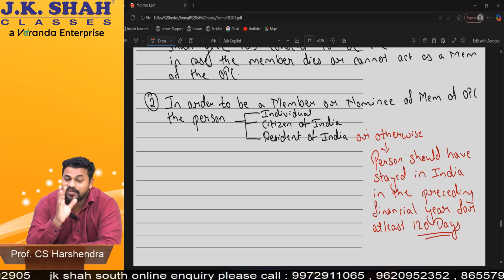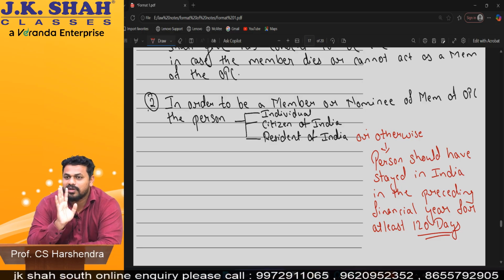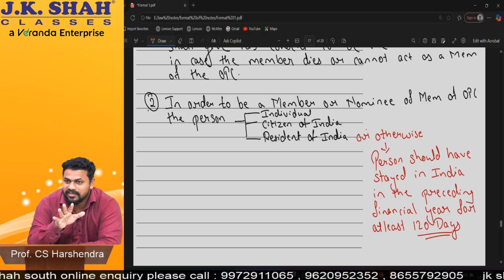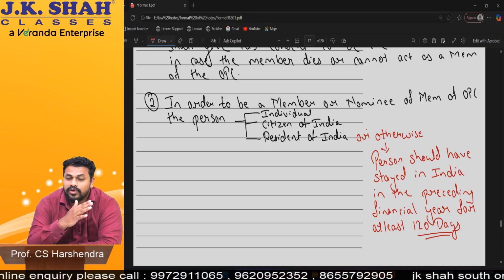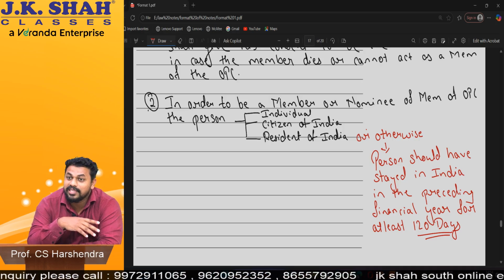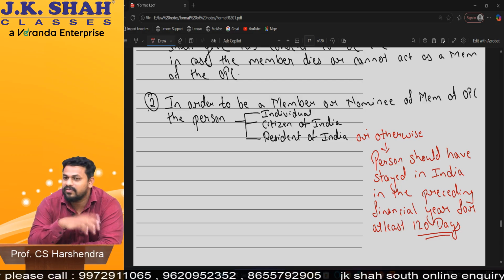That is different. Every act has a different definition for residential status. Like in FEMA, it is not 182 days or more, it is more than 182, 183 days or more. So every act has a different definition.